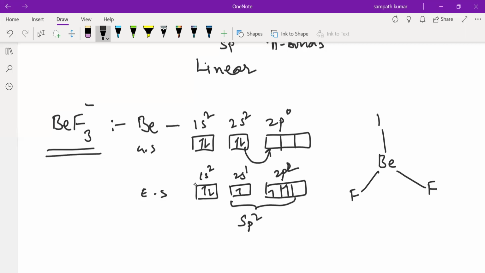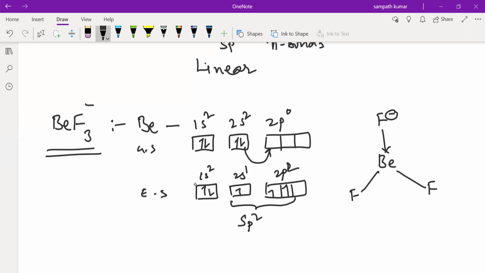BF3 we have seen before, BF3 we always see. Here a dative bond is formed. Fluorine is donating towards the beryllium to form this molecule. One fluorine electron is donated towards the central metal atom, forming double bonds. These excited state molecules participate in sp2 hybridization.